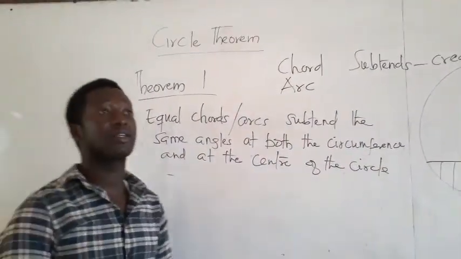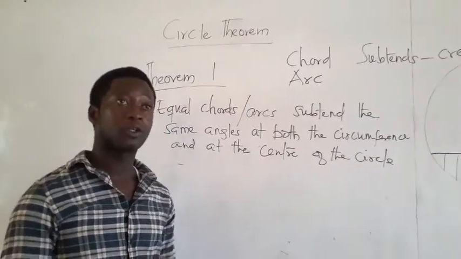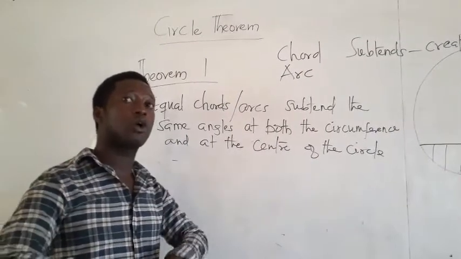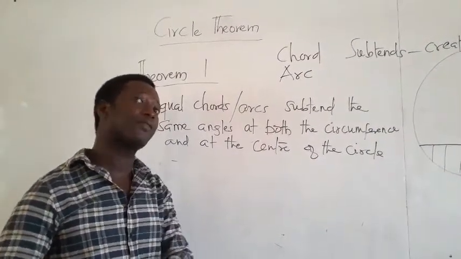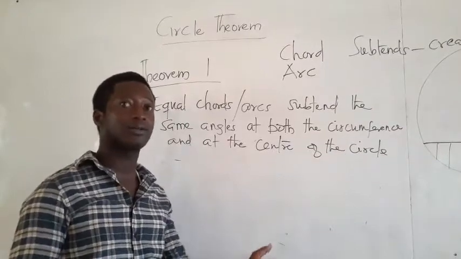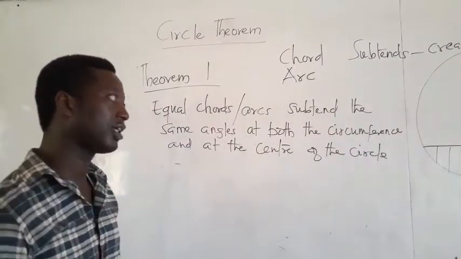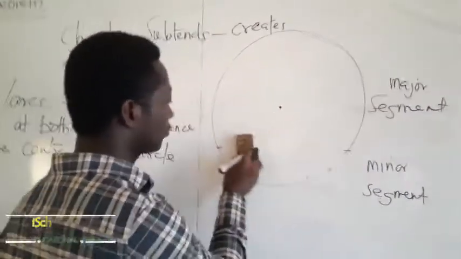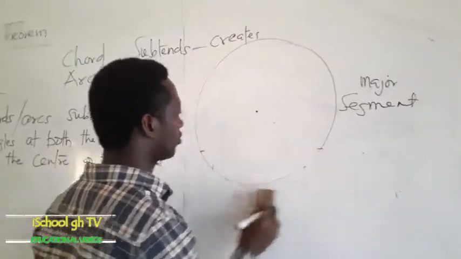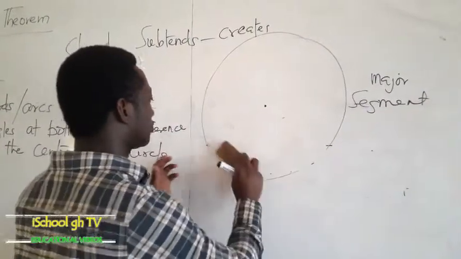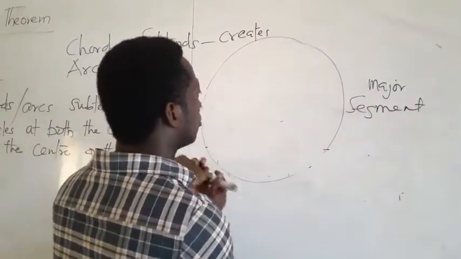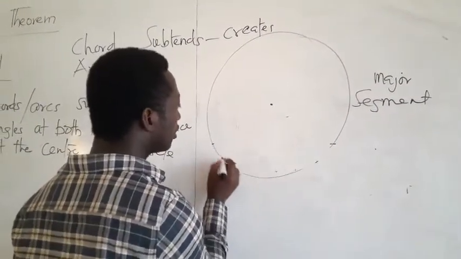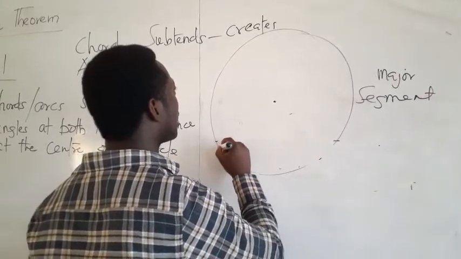What I mean is that whenever you are given a question and then they give you some angles in which all the chords or all the arcs are the same, definitely the answer for this angle will be the same answer for this angle. So let me illustrate that for you to understand. So if I'm going by this circle, okay, so I have this arc, and this arc is subtending an angle at the circumference.